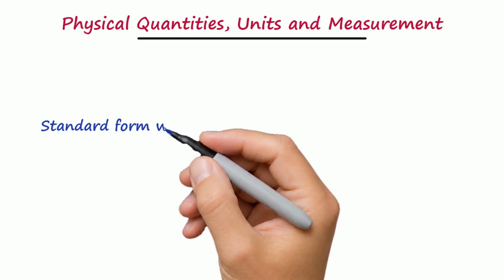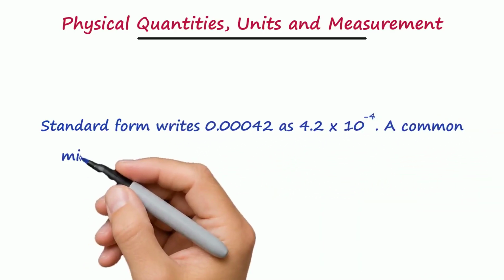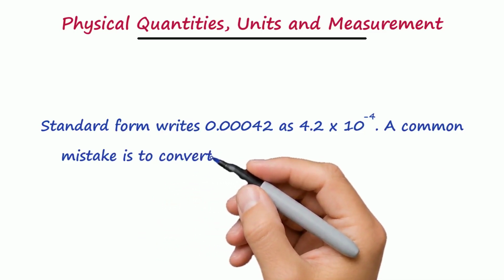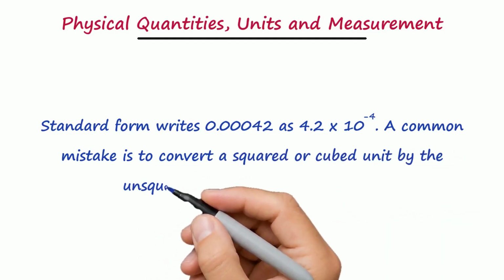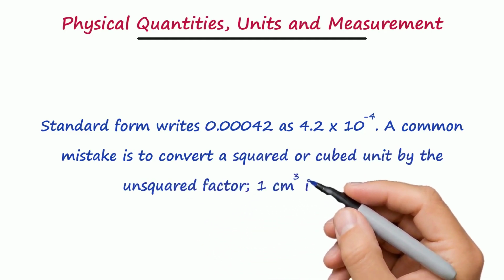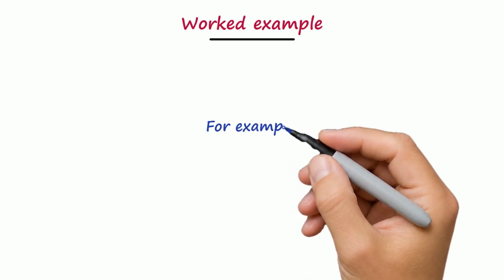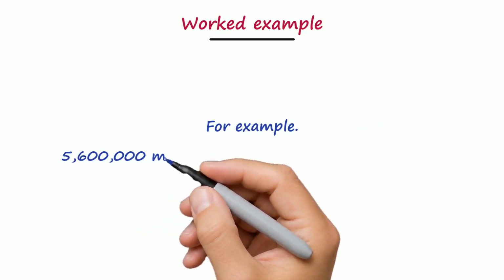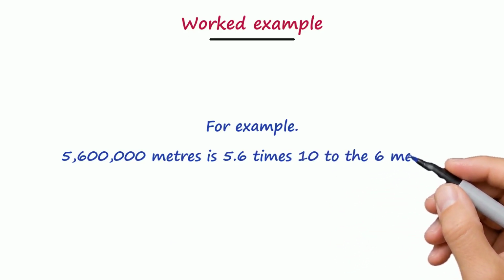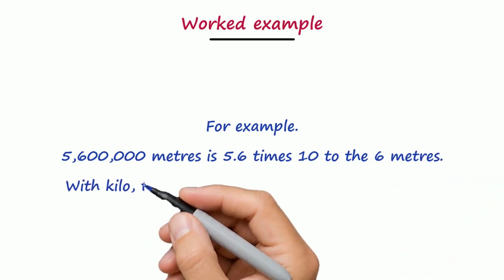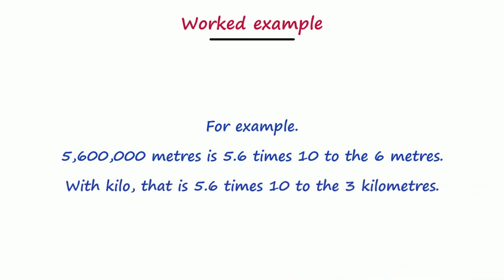Standard form writes 0.00042 as 4.2 times 10 to the power of minus 4. A common mistake is to convert a squared or cubed unit by the unsquared factor. 1 cm cubed is 10 to the power of minus 6 m cubed. For example, 5,600,000 meters is 5.6 times 10 to the power of 6 meters. With kilo, that is 5.6 times 10 to the power of 3 kilometers.